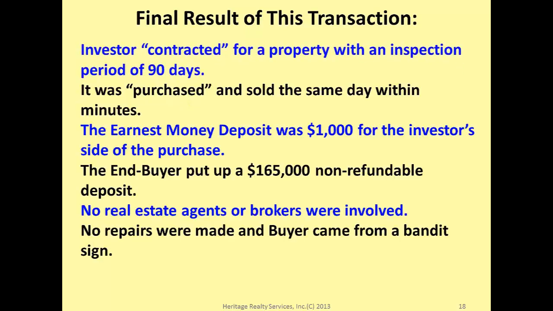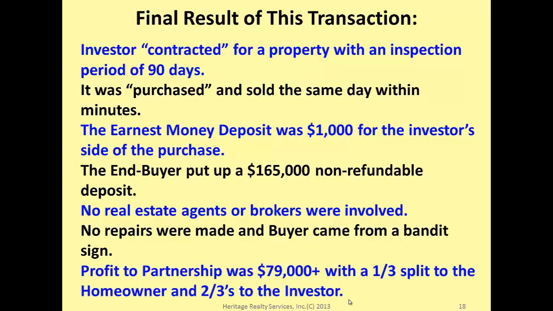So the final result of this transaction is very simple. No repairs were made, and the buyer for this property, the end buyer, came from a bandit sign. Here's a 1/3, 2/3 split. Now, is this a good deal for the homeowner?